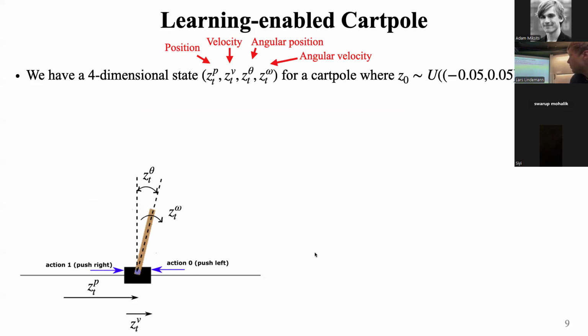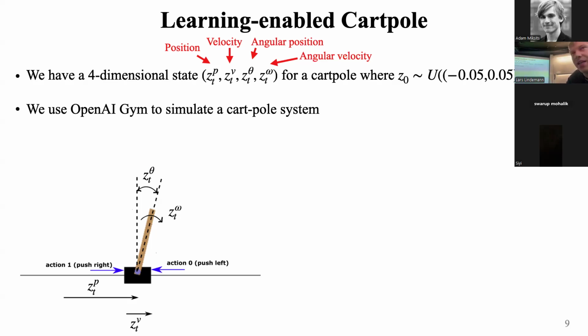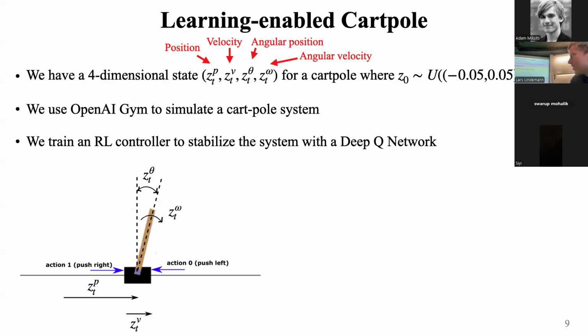We sample some initial conditions, as shown over here, where we start the system from. And here we said, let's train an RL controller, so basically a controller that doesn't enjoy any guarantees, right? So we're doing some reinforcement learning. In order to do this, we use the OpenAI gym to simulate the system, and then we train a deep Q network, whatever really.